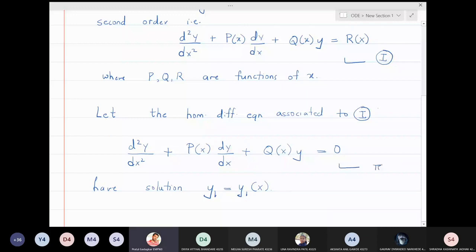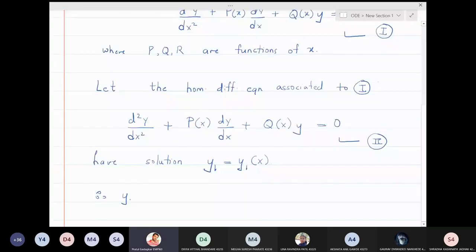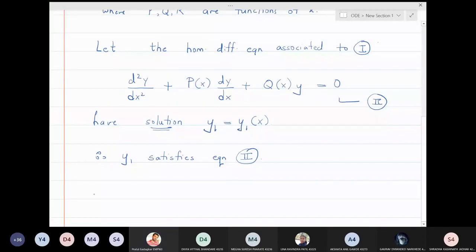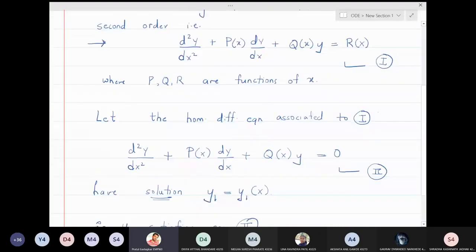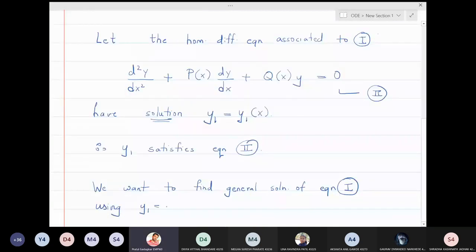Therefore, y1 satisfies equation 2 because it is the solution of the associated equation, which is equation number 2. What we want is to find the general solution of equation 1, which is the non-homogeneous differential equation. This we want to find using y1. So we will use this y1 and we will find the general solution of the equation 1.